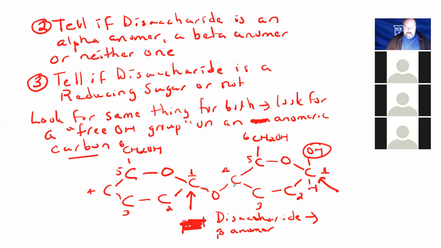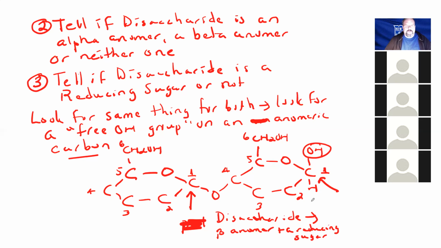And then the other aspect is that once we find that free OH, it would also tell us that this disaccharide is a reducing sugar. So once I find that free OH, you should be able to tell that this disaccharide is a beta anomer and that it is also a reducing sugar. So again, you don't have to be able to draw the disaccharides, but if we give you the structure of an actual disaccharide, those are the 3 things that I would expect you to be able to do. All right. Any questions about that?